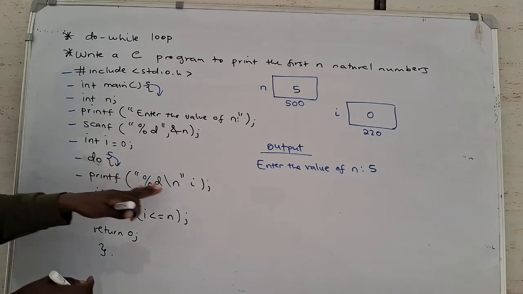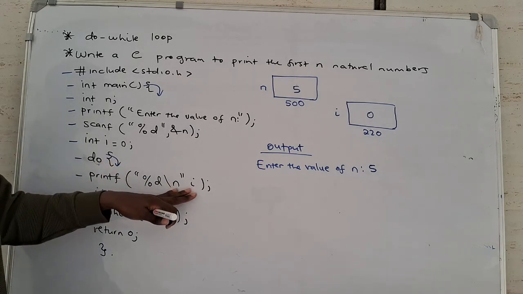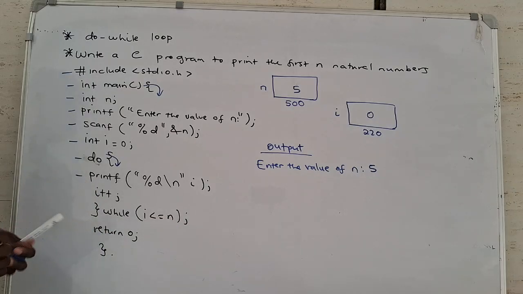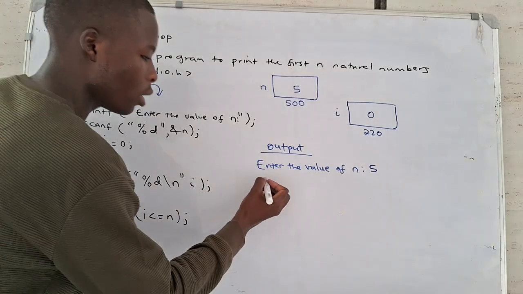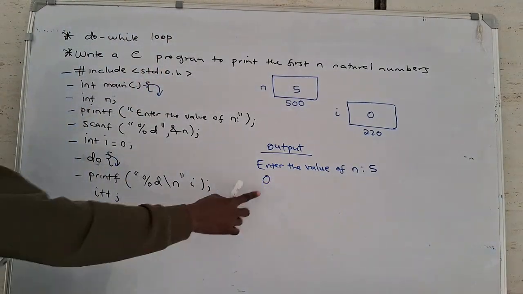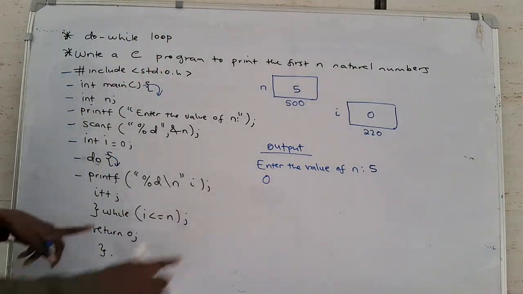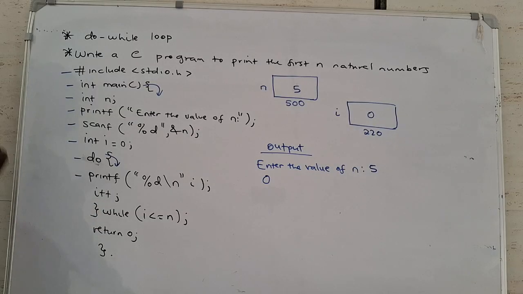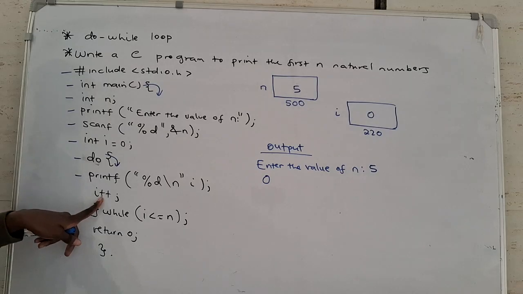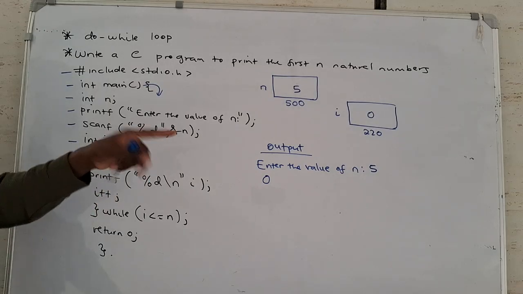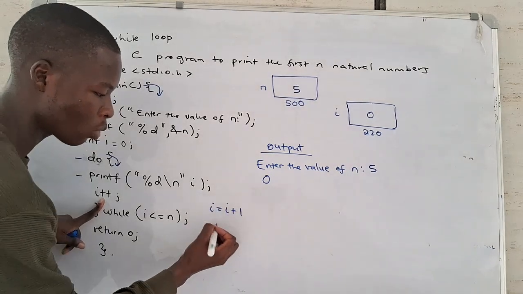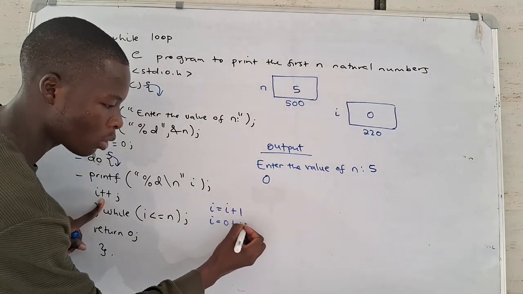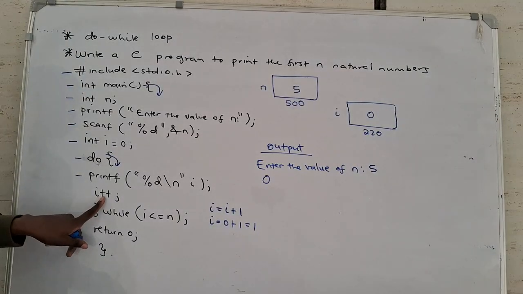It is going to print the value of I. What is the value of I? The value of I is 0. So 0 is printed. After printing this 0, the value of I is incremented from 0 to 1. Remember, I plus plus means I is equal to I plus 1. So I is equal to 0 plus 1, which is equal to 1. It is incremented to 1.